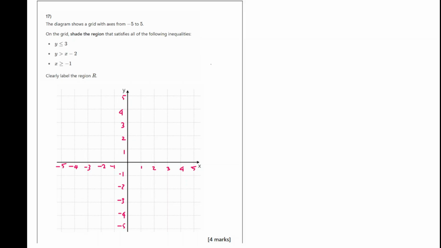Question number 17. This is about inequality regions. Again, a very likely exam question you can get. The diagram shows a grid with axes from negative 5 to 5. On the grid, shade the region that satisfies all the following inequalities. Y is less than or equal to 3. Now, that should go through y is equal to 3, like this. Next one is y is more than x minus 2.